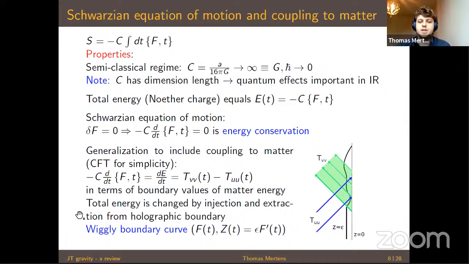So this means that the total energy is changed by the injection and extraction of matter energy from the holographic boundary. And this equation here gives you a differential equation that you can solve for the time reparametrization f of t, given these sources. And with f of t, you find the full trajectory of the wiggly boundary curve. So the full classical picture of this theory is that we have a boundary curve that starts wiggling as a response to extraction of energy, T_UU, these blue lines here, or injection of energy, for instance, these green lines that appear here.